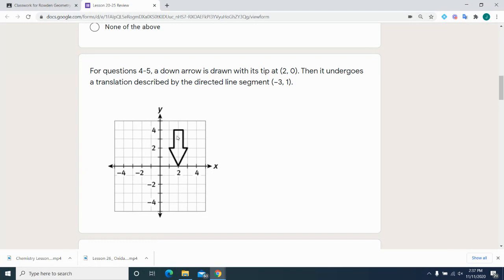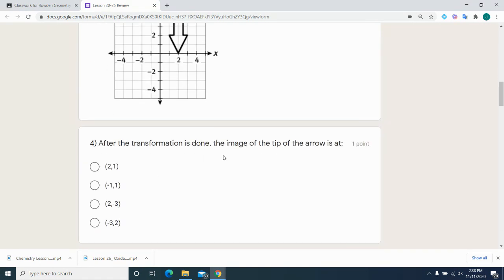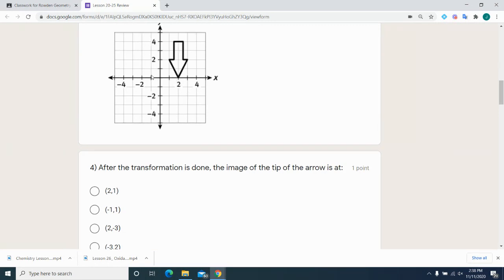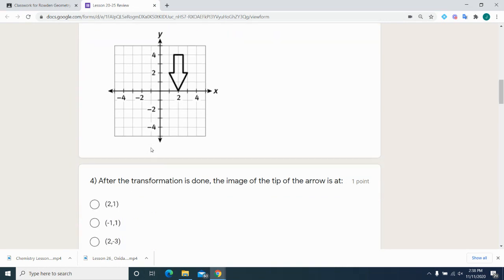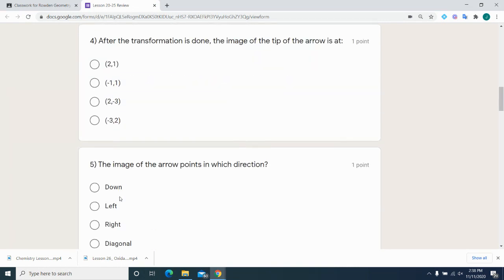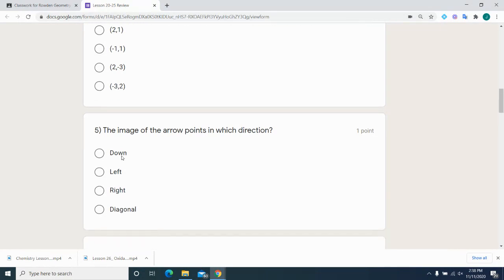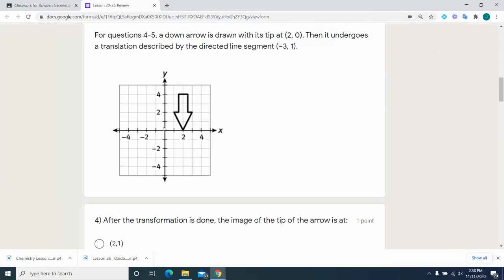Now for this one, we start here. This is facing down with a tip at 2, 0. And then it's going to undergo a translation of negative 3, 1. So it's going to move over 1, 2, 3 and go up 1. So the first question, where is the tip? It goes over 3 and up 1. So over 1, 2, 3, up 1. So it should be at negative 1, 1, which is what we get right there. And then which direction will it point? It's still going to point down because all you're doing is moving it. You're not flipping it or anything else.